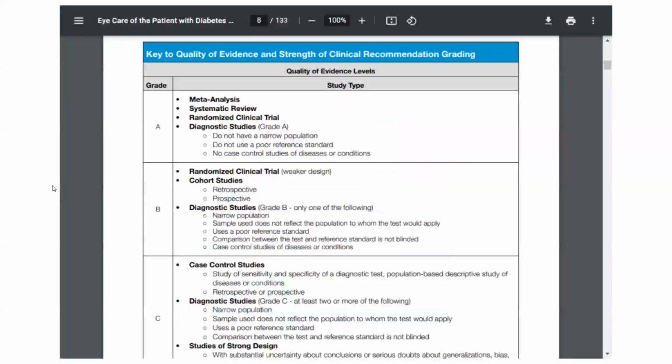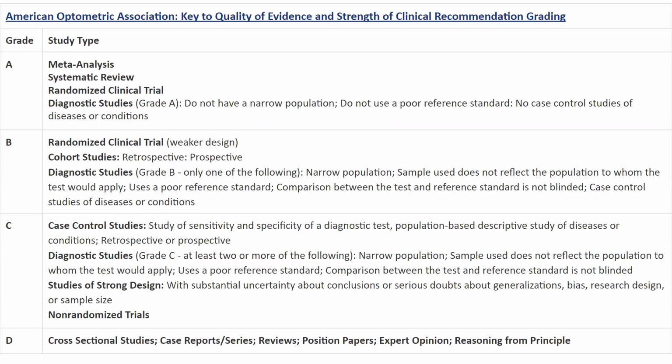The American Optometric Association provides a key to quality of evidence and strength of clinical recommendation grading. This tool assigns grades to evidence based upon their study design. So just like our pyramid, meta-analyses and systematic reviews are at the highest level, grade A. Well-designed randomized controlled trials and diagnostic studies are also grade A. Experimental studies have higher grades, while observational studies have lower grades. The lowest grade is D, and it includes cross-sectional studies, case reports, case series, reviews, position papers, expert opinion, and reasoning from principle.